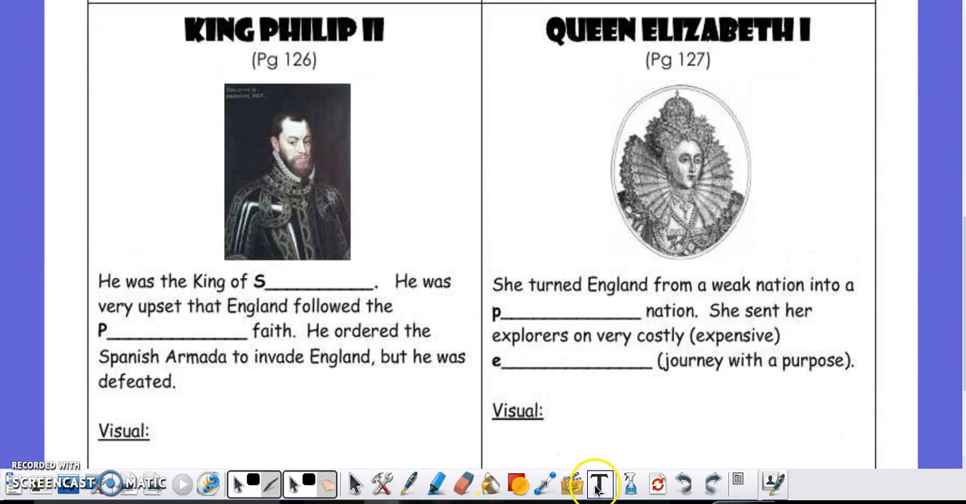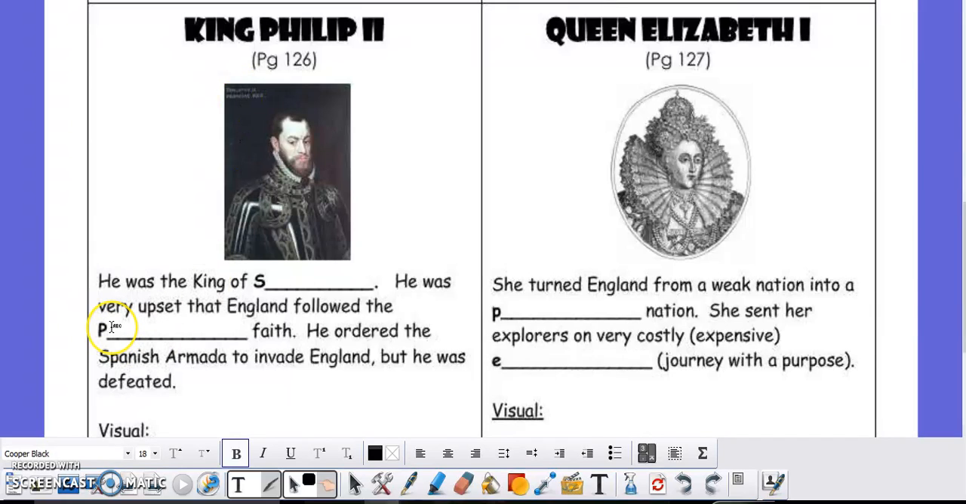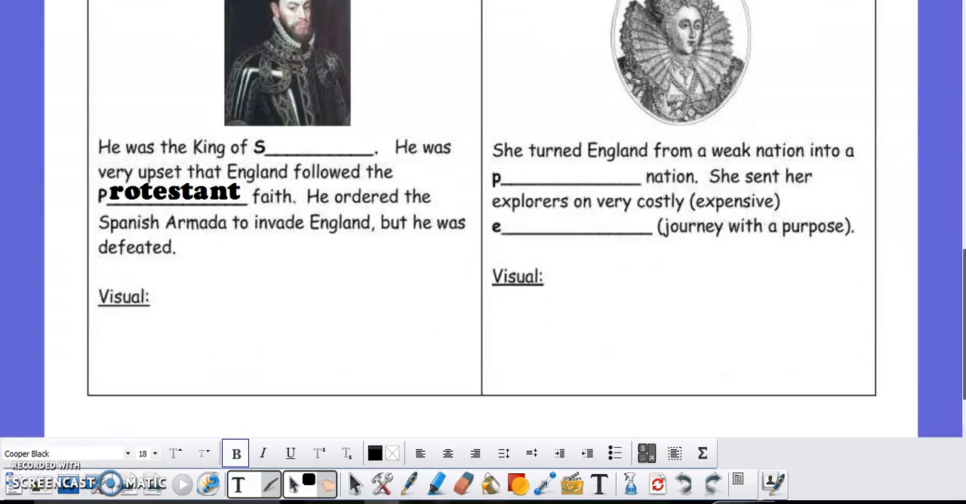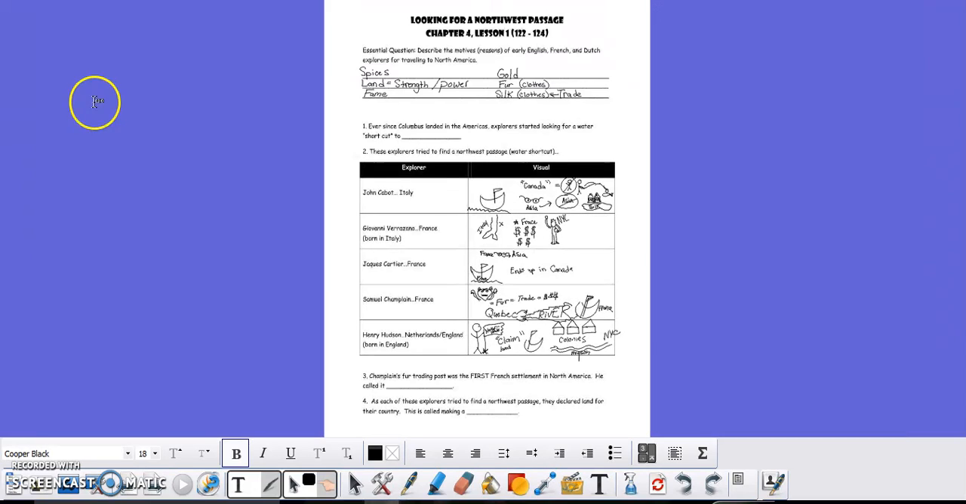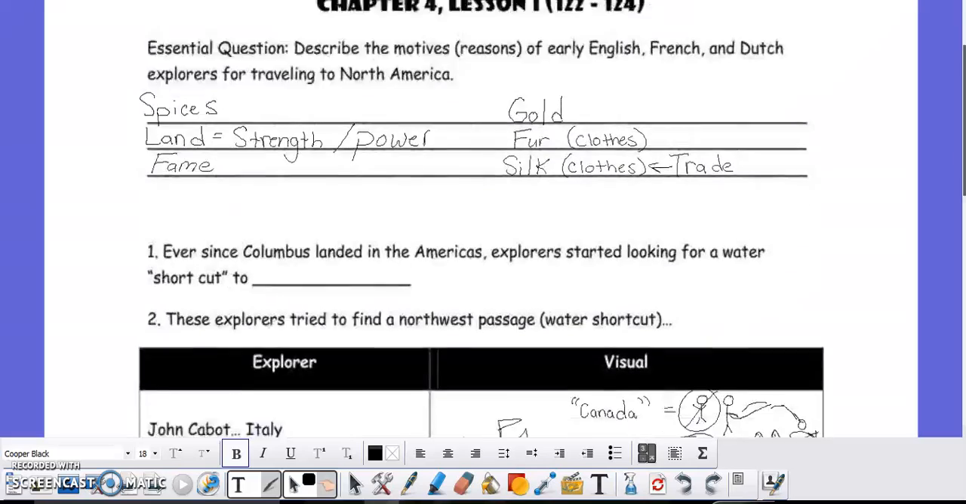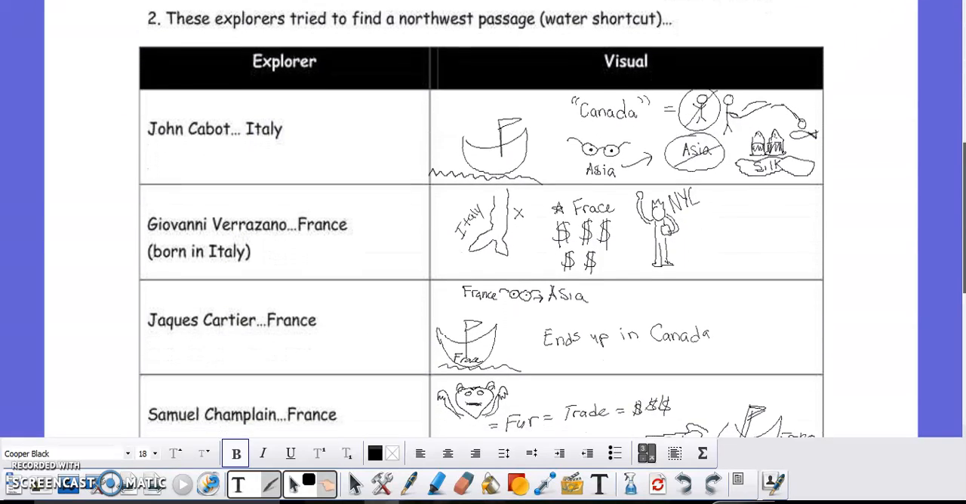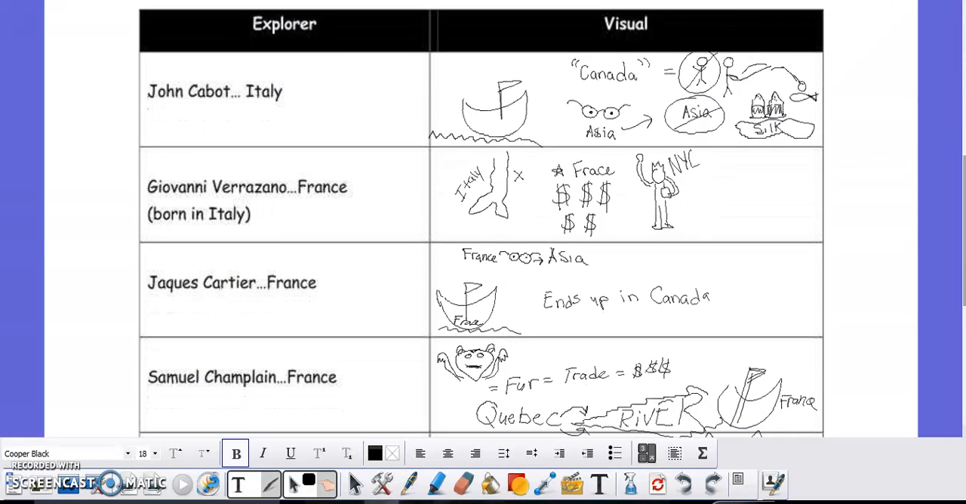So, for example, when you find out that King Philip was of a Protestant faith, you place the word Protestant right here. Then you have to fill in the rest of the blanks and draw a quick visual of the king right here. Some of the students become overly concerned with the visuals, but first of all, let me tell you, you don't have to be artistic to score perfect on the visual parts. You just have to be able to understand what that explorer was about, some things that made him famous or recognizable. And you can just do sketches like I did here.